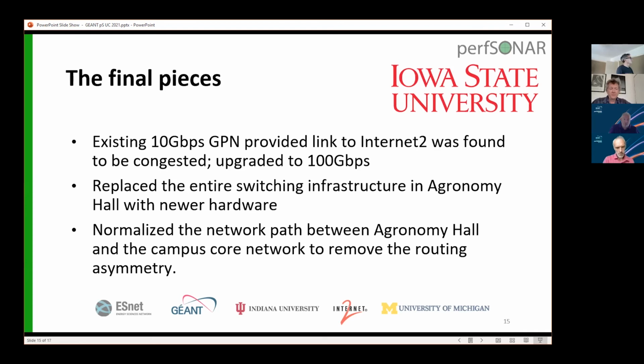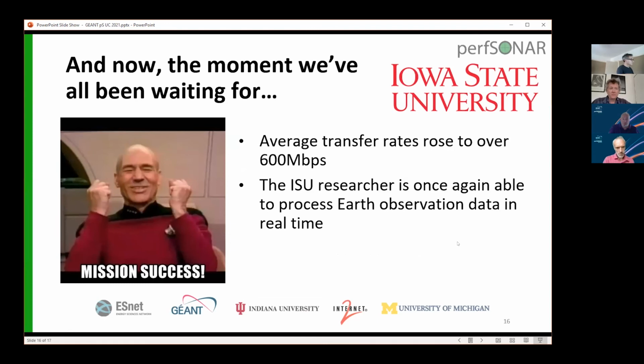The routing asymmetry that we found actually was contained to the campus as well. So data was going one way into the agronomy hall, and it was coming out another way. Once they realized why that was happening, they were able to normalize that routing, so data always took the same path through the campus. So at the end of all of this, this represents a total of about 5 to 6 months of work where they had time to look at it, and then we'd back off, and then we'd do some more study, but it took a little while to get this done.